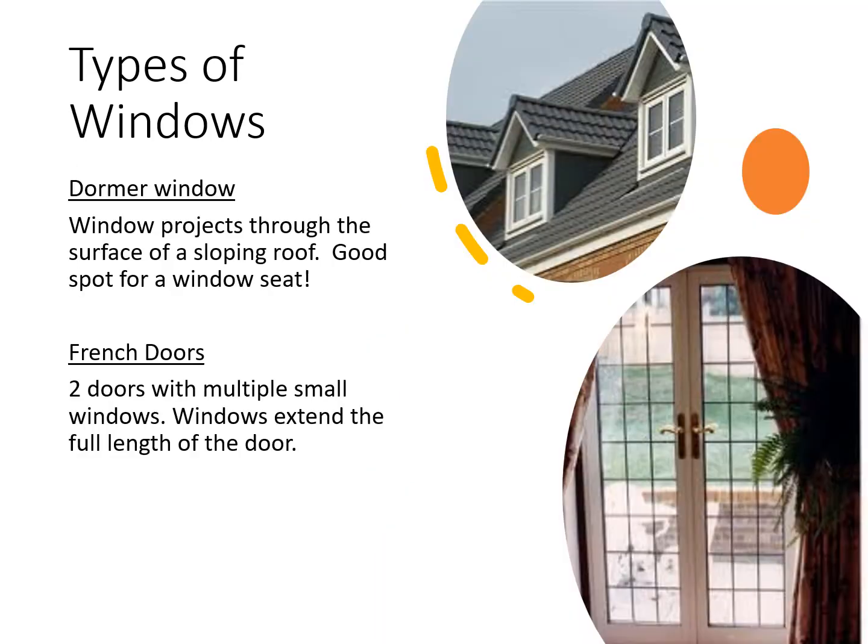Next is dormer windows. As seen in the picture above, this window projects through the surface of a sloping roof. We can use it as a window seat. Second one is French door. In this type of window, two doors with multiple small windows extend the full length of the door.